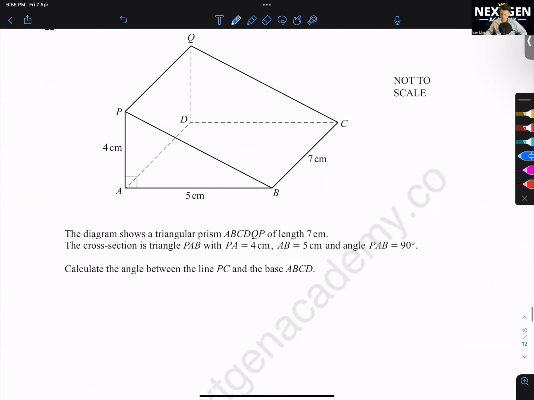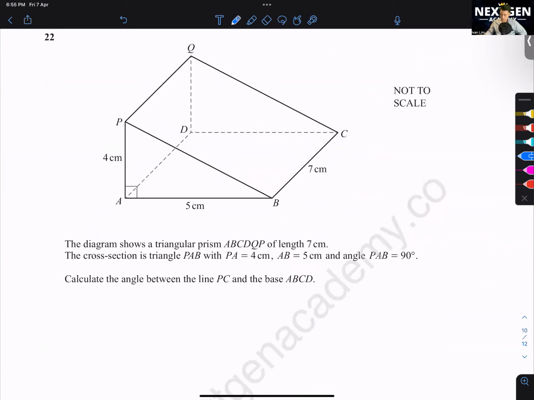Question 22. The diagram shows a triangular prism of length 7 cm. The cross section PA is equal to 4 cm, then 5 cm, and here is 90 degrees. Calculate the angle between line PC and ABCD. When we do this one, it is trigo, which later on I will probably go through one or two questions.